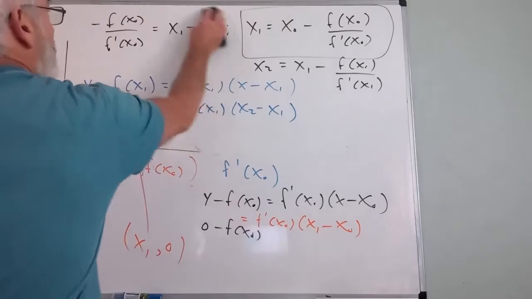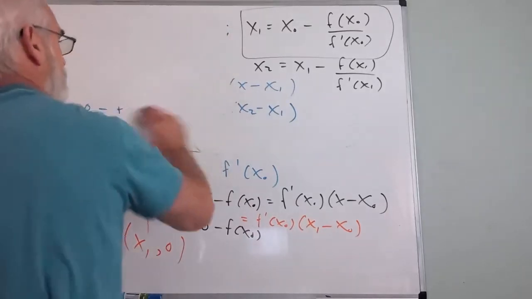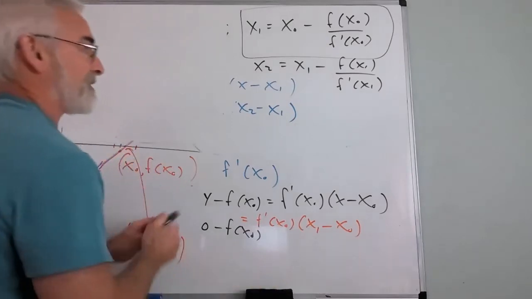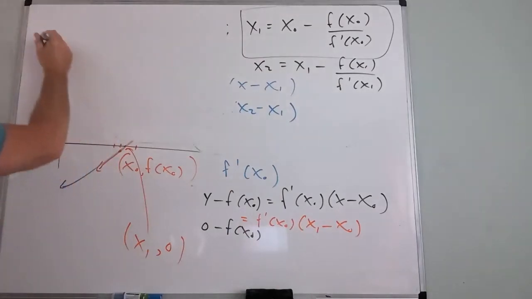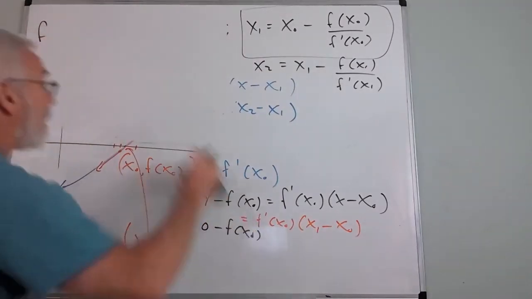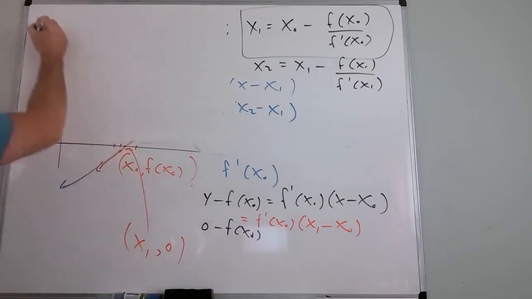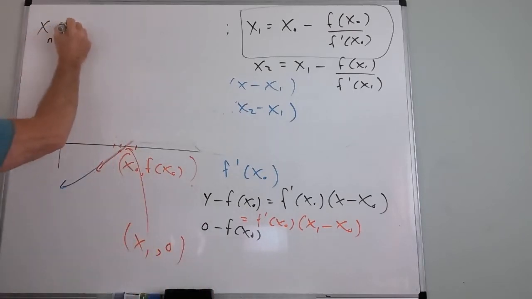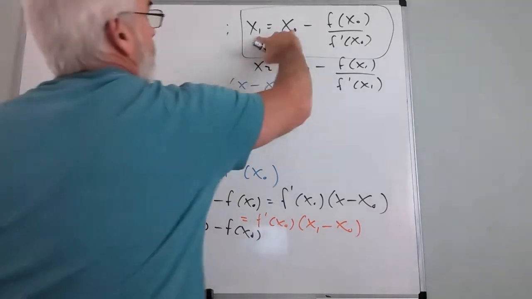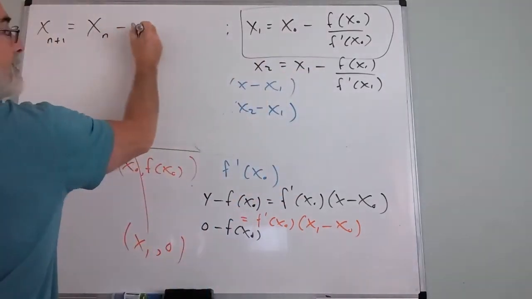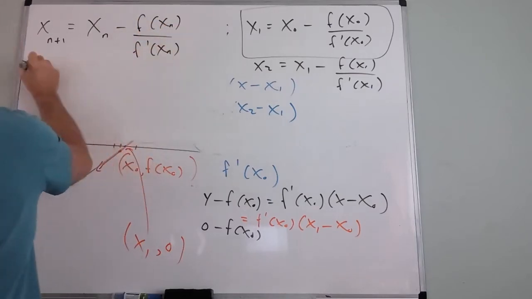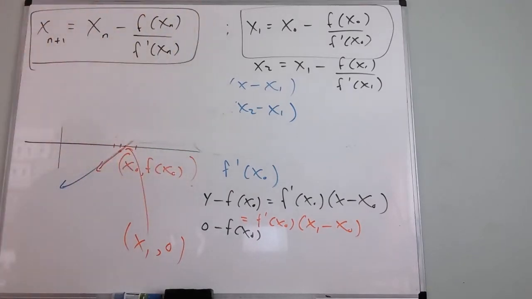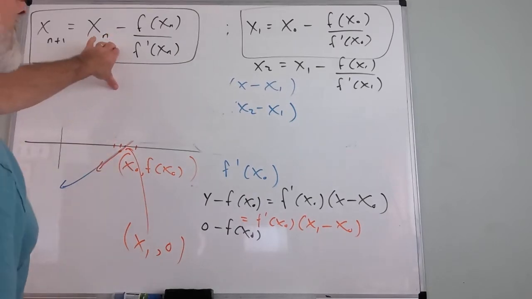So now the final piece of the puzzle is, if I keep doing this process, I don't want to write down this formula over and over again. So the way we write the formula is this. The n plus first iteration is equal to the nth iteration, one less, minus f of the nth iteration over f prime of the nth iteration. This is the magic formula that applies to all Newton's method problems. This is the formula I'm going to use every time I use Newton's method.